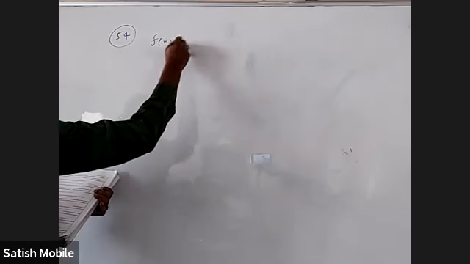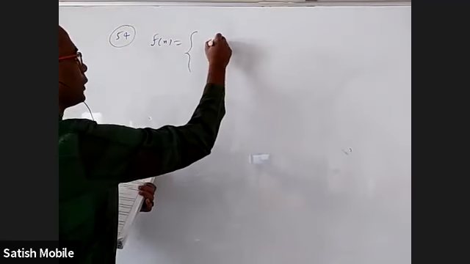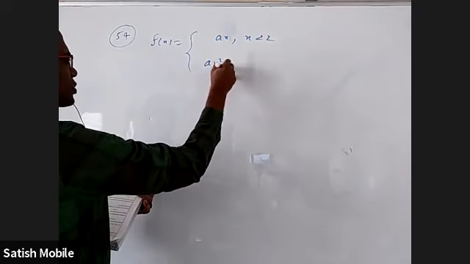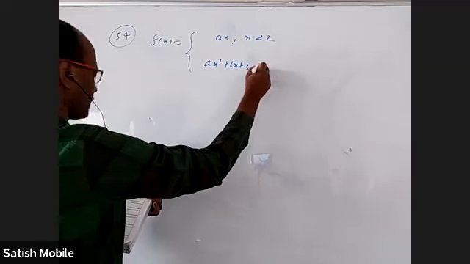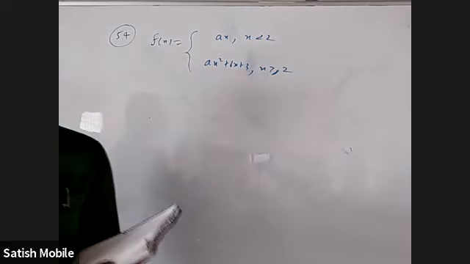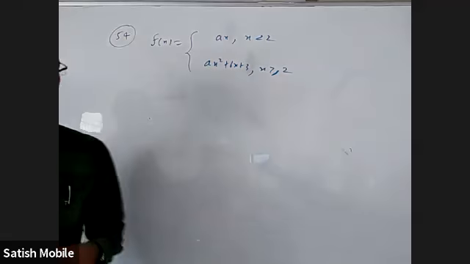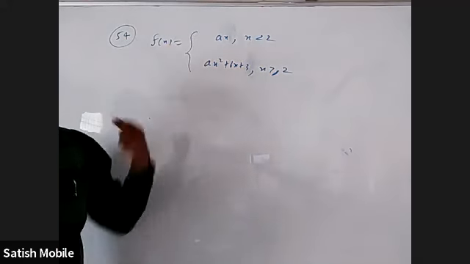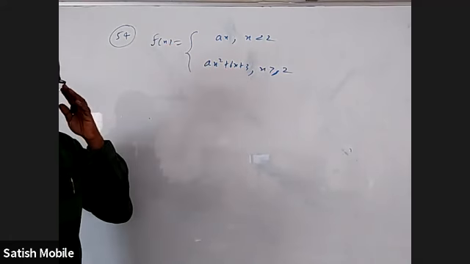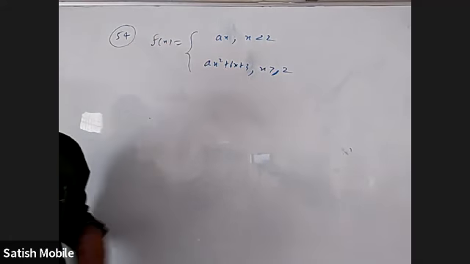Yesterday we did one or two questions of this type. The function is ax when x is less than 2, and ax square plus bx plus 3 when x is greater than or equal to 2. They want the function to be differentiable for all x. Of course, for x less than 2 it is a linear polynomial, differentiable everywhere. For x greater than or equal to 2 it is a quadratic polynomial, also differentiable everywhere. At 2, there is a change of definition.